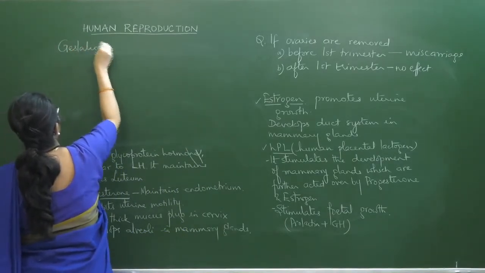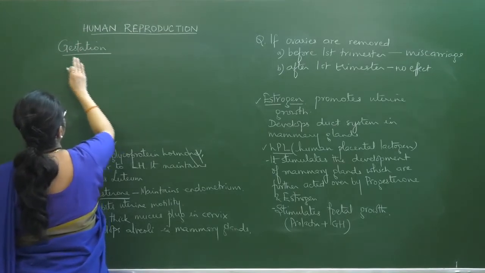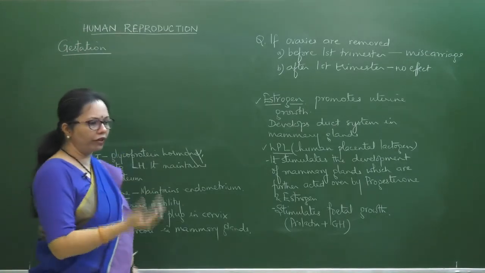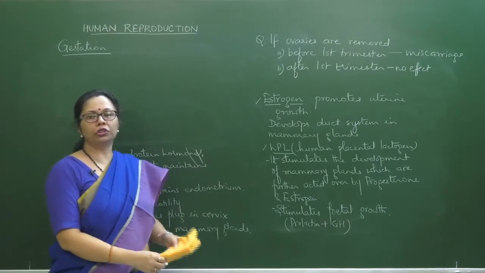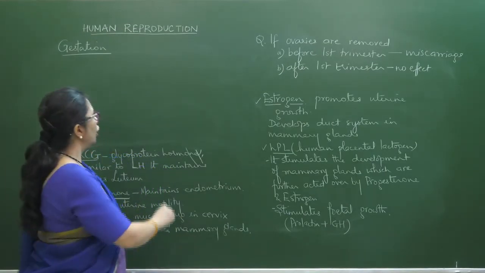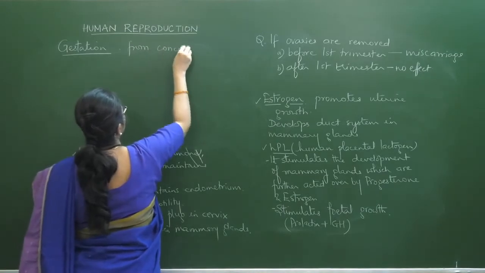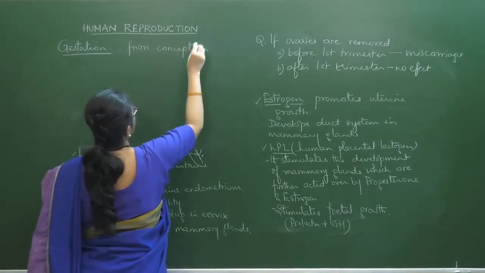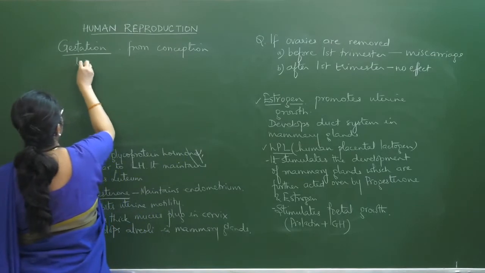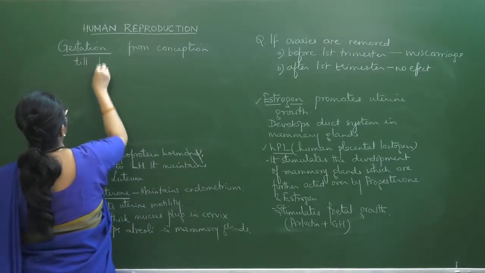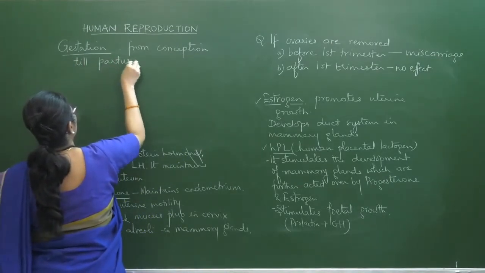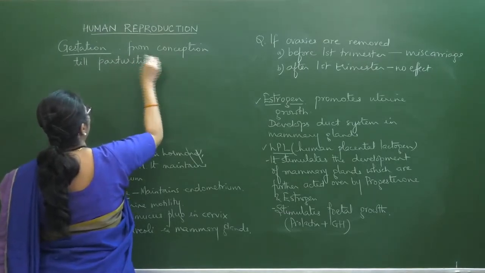Gestation is the entire period of development in the maternal uterus. That's what the gestation period is. So this is from conception, because once the pregnancy starts, that is called conception, till parturition. That's what is the gestation period.